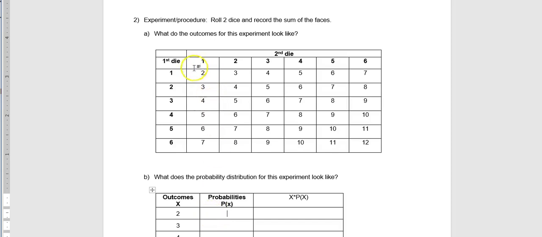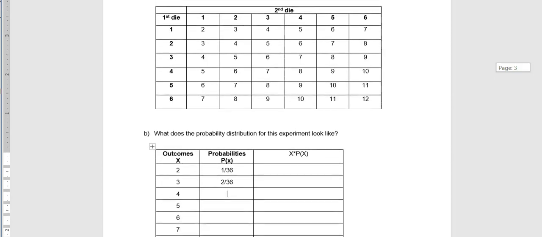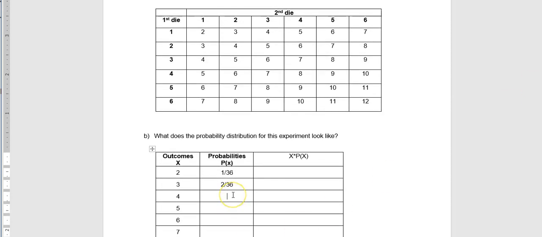So for the 2, that only comes up once, because the only way that can happen is if both dice are a 1. So the probability for this is just going to be 1 over 36. Then for the 3, that happened twice in the table, so that probability is 2 over 36. And I'm just leaving these, I'm not trying to reduce fractions or anything because we're going to put these in a decimal form anyway. For the 4, there are 3 4s in our table.